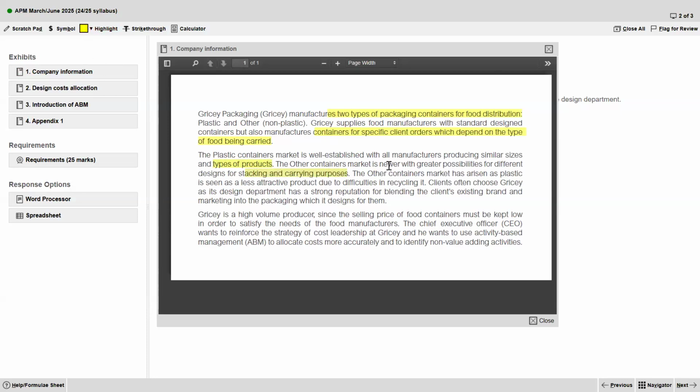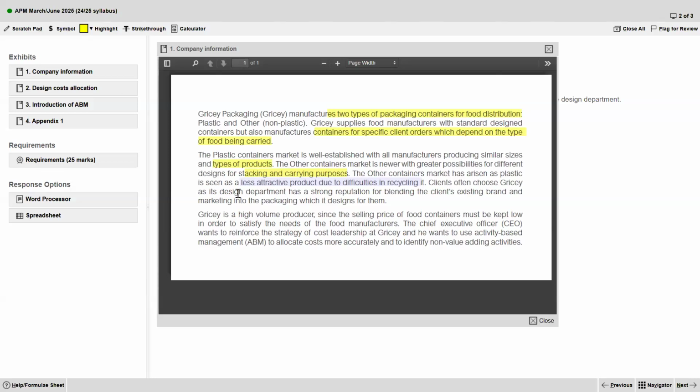The other containers market has arisen as plastic is seen as a less attractive product due to difficulties in recycling. And clients often choose Gracie as its design department has a strong reputation for blending the client's existing brand and marketing into packaging, which it designs for them. Right? Now what next is there?